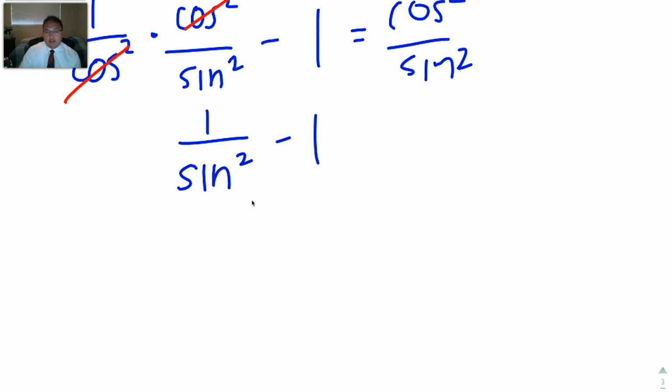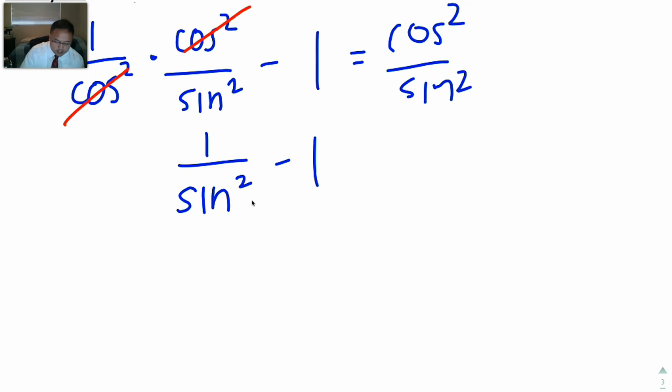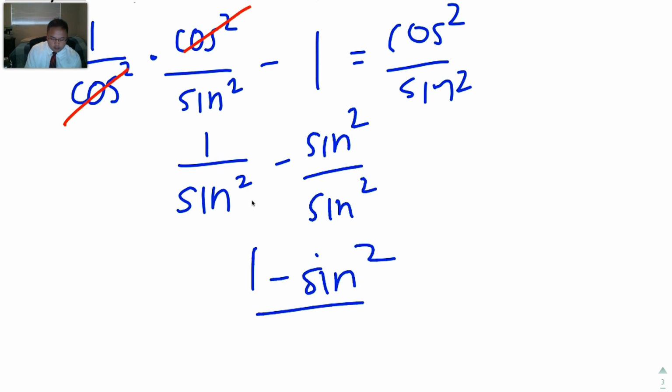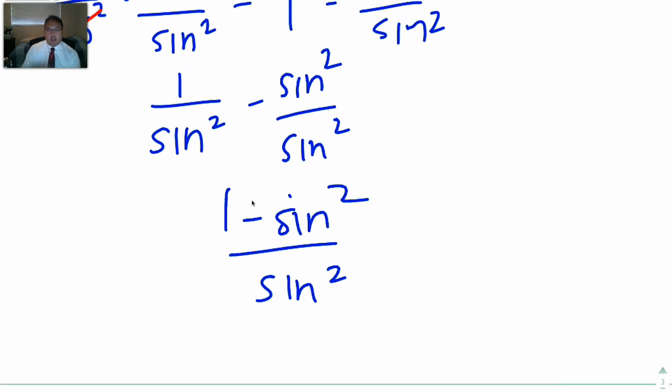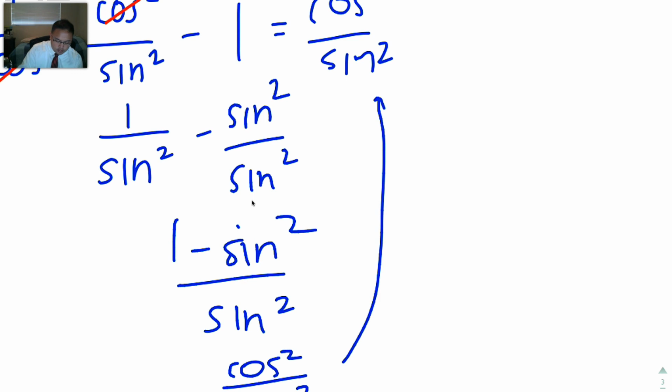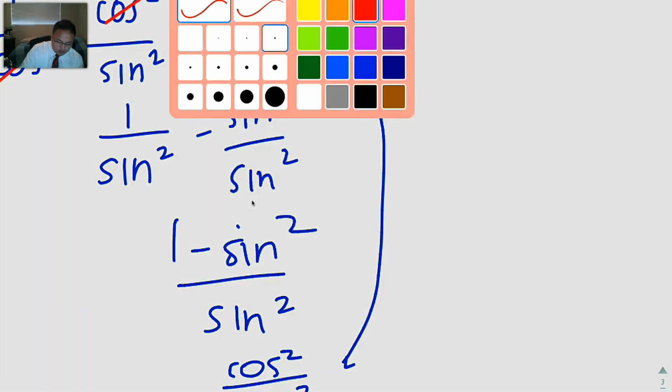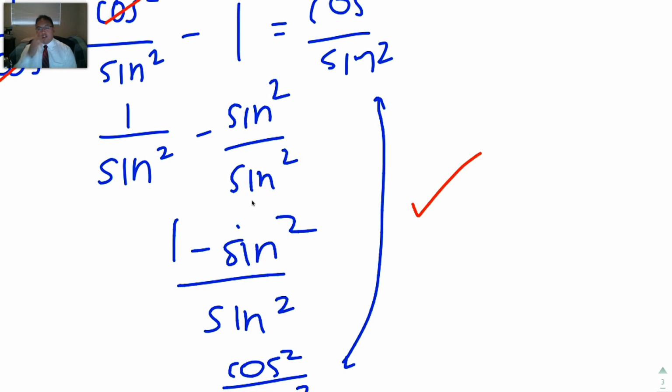I notice that I have a 1. With this 1, I need to find a common denominator. I'm going to erase it, and instead of calling it 1, I'm going to call it sine squared over sine squared. The reason is that I want a common denominator, which gives me, as I subtract across, 1 minus sine squared. And you remember, we've been talking about this a lot, 1 minus sine squared is cosine squared. As you can see, the left side is now equal to the right side. So, ta-da. These are the basics of simplifying and proving identities.